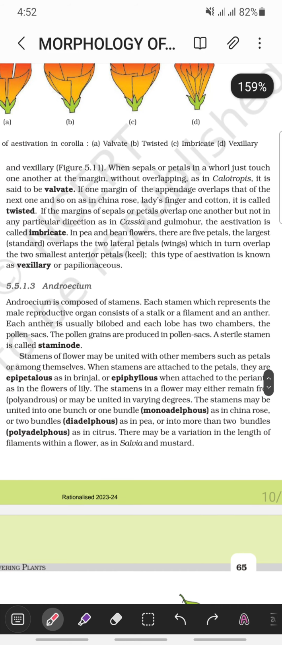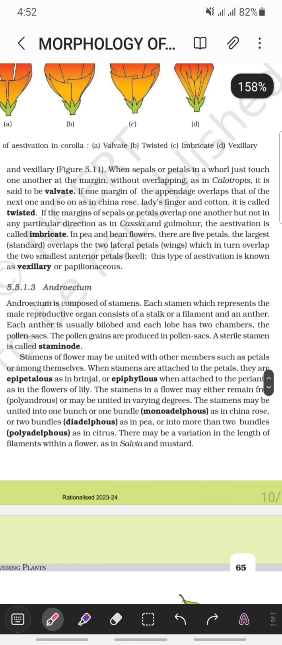Androecium. Androecium is composed of stamens. Each stamen, which represents the male reproductive organ, consists of a stalk or filament, and an anther. Each anther is usually bilobed, and each lobe has two chambers, the pollen sacs. The pollen grains are produced in the pollen sacs. A sterile stamen is called staminode. Stamens of flowers may be united with other members such as petals or among themselves. When stamens are attached to the petals, they are epipetalous, as in brinjal, or epiphyllous when attached to the perianth, as in the flower of lily.